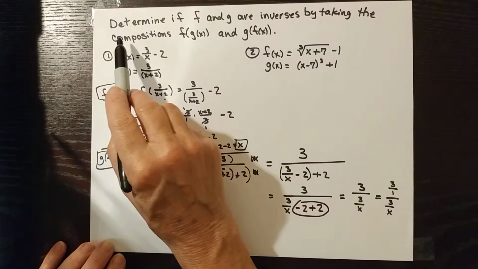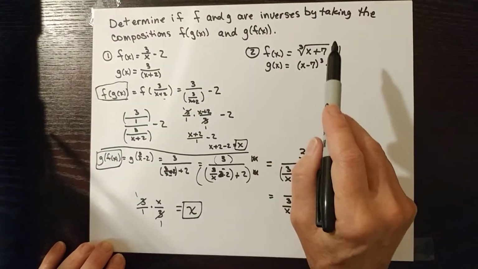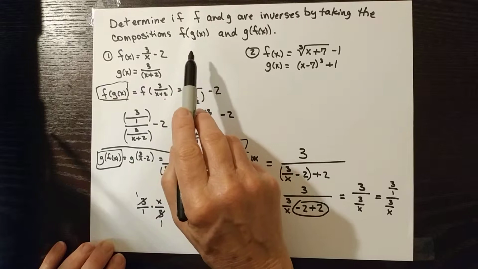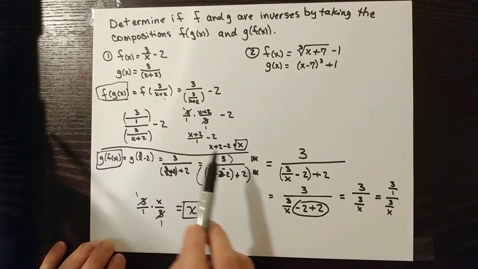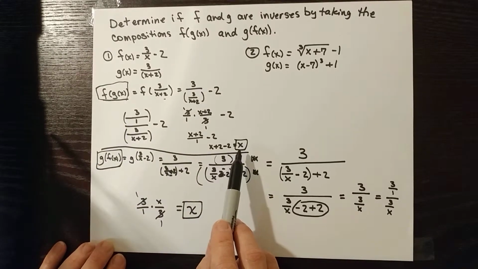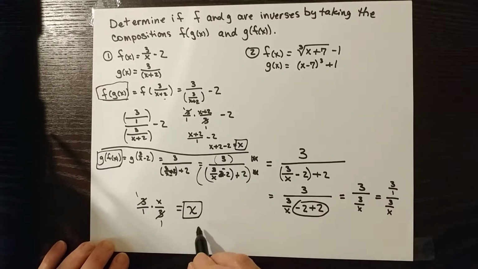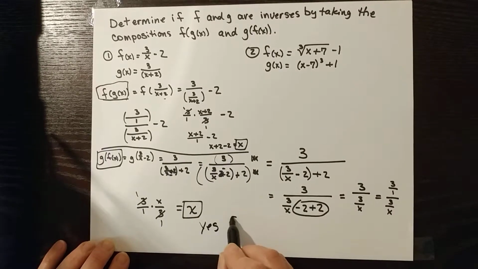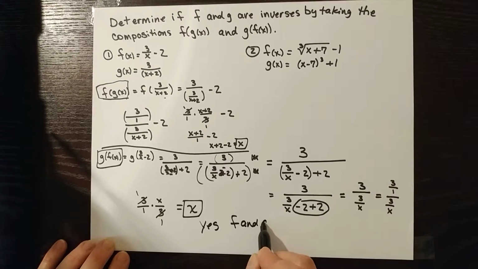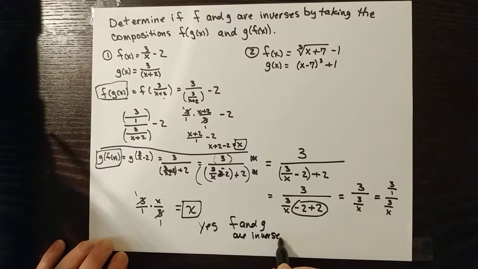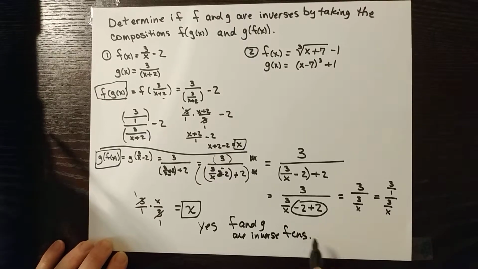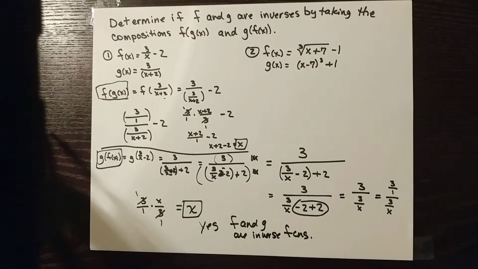It said determine if f and g are inverses by taking the compositions f of g of x and g of f of x. Well, I've just determined that they are, in fact, inverses, because when I took f of g of x, I got x, meaning they undo each other both ways. So my conclusion would be yes, f and g are inverse functions. Okay, now let's do this other one.